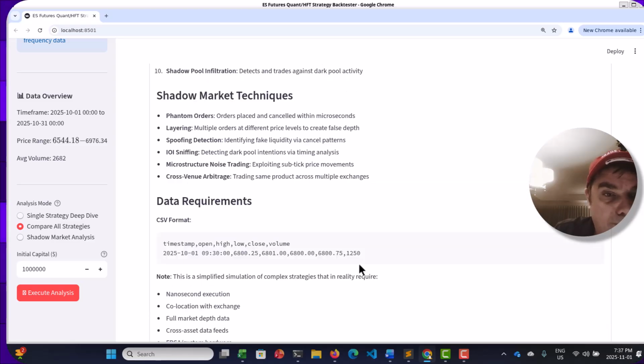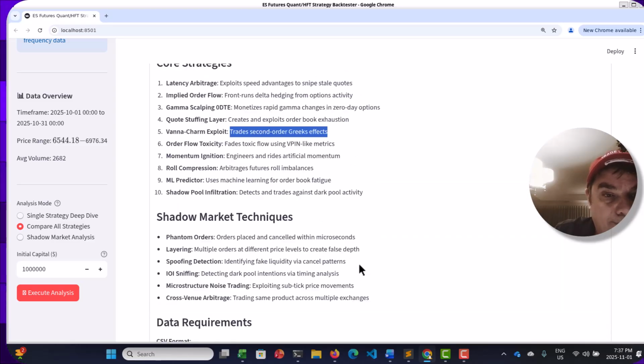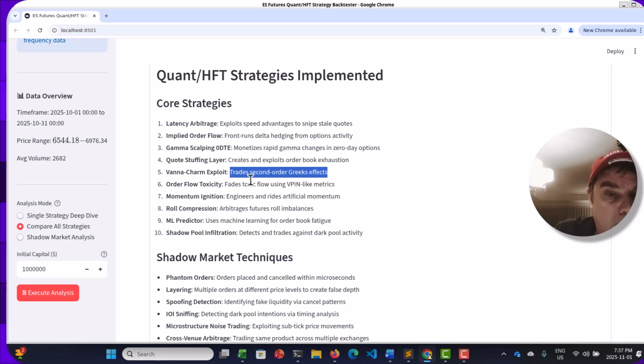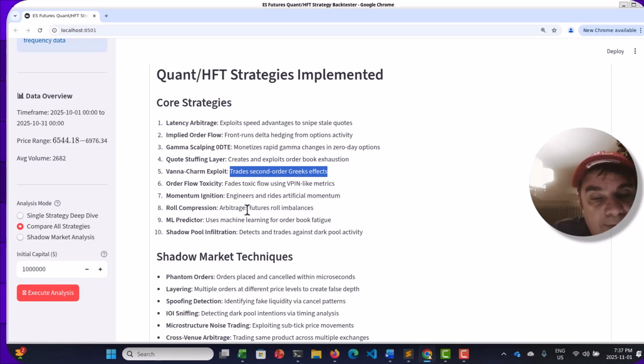So the implied order flow, what one's that? So we have here implied order flow front runs, which I'm not going to get involved with. Front runs delta hedging from option activity. Okay, so out of those three, I would think this Vanna Charm exploit might be an opportunity because that's maybe just maybe the retail crowd has access to without, as I said, that third party data.